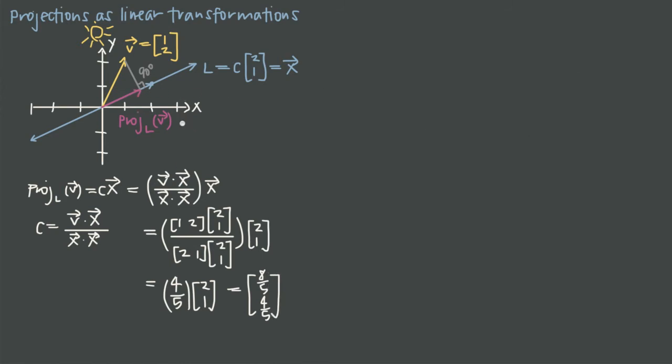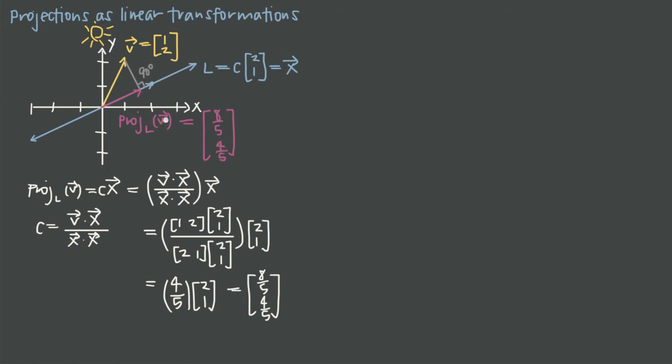We could go ahead and say that this vector is 8/5, 4/5. And we can see that that looks about right because 8/5 is about 1.5, and we can see that this comes out to about 1.5. And 4/5 is a little less than 1, and we can see that this comes up to a little less than 1 along the y-axis. So that looks like it's about right. And that's one way that we can find this projection vector.